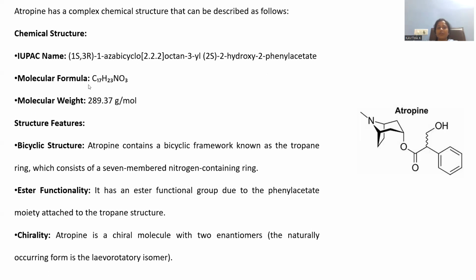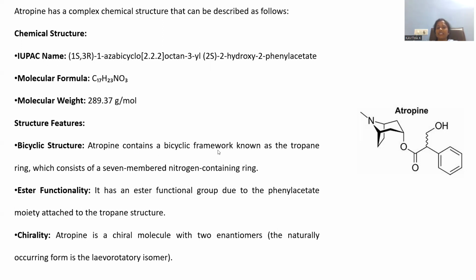And molecular weight. There is a difference between molecular formula and molecular weight. Molecular formula represents the number of individual elements present in the molecule. Molecular weight means how many grams it weighs, right? So the entire molecule, weighed per mole, is 289.37 grams. So its molecular weight is 289.37 gram per mole. Now we are going to discuss the fundamental structural features.